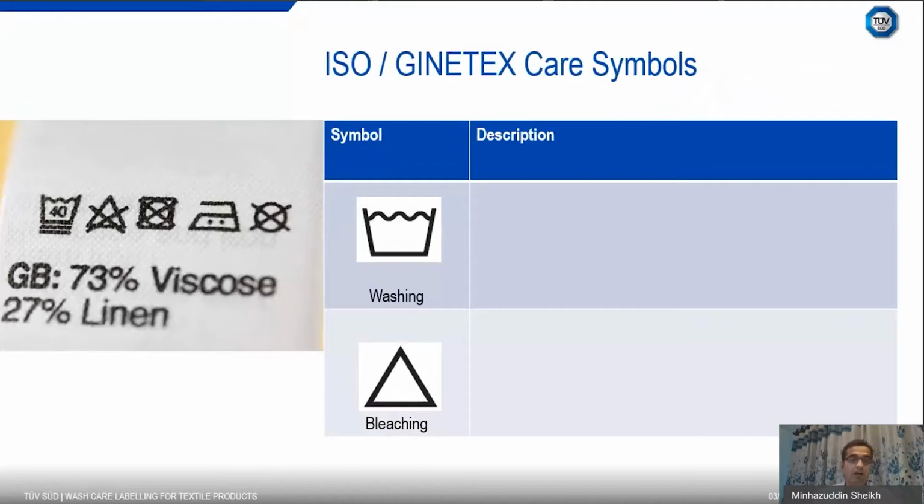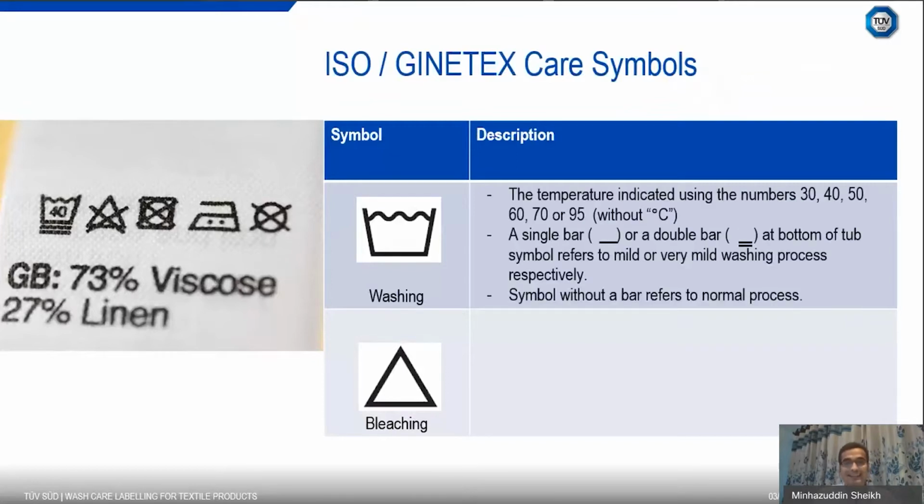Let's understand what the meaning of these symbols is. The first symbol is washing. So this tub indicates the washing symbol, and inside the tub, the temperatures are mentioned with numeric numbers like 30, 40, 50, 60, 70, or 95 without mentioning the degree Celsius. So only the numbers need to be indicated. That represents the degree Celsius temperature itself. Sometimes a bar, single bar, or double bar is used under the tub to indicate a mild process or very mild process for the washing.